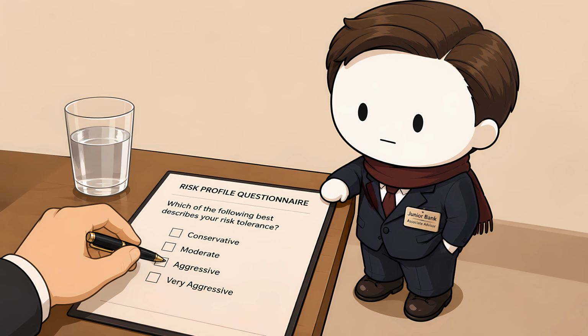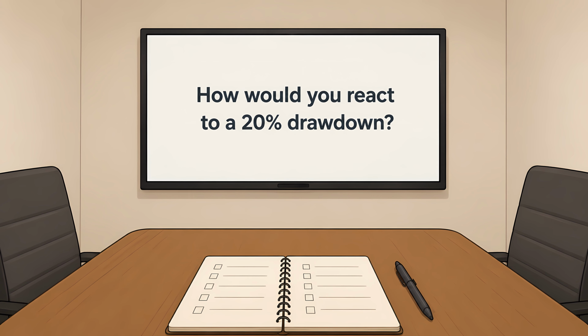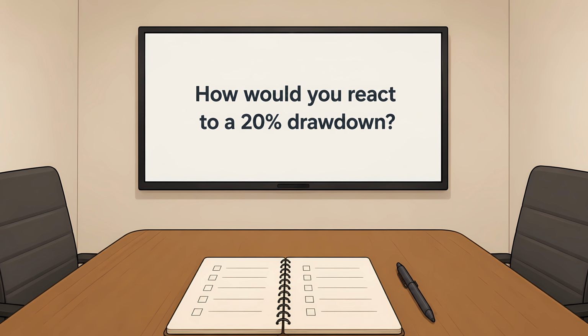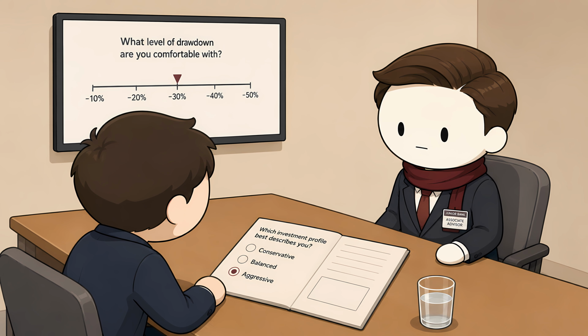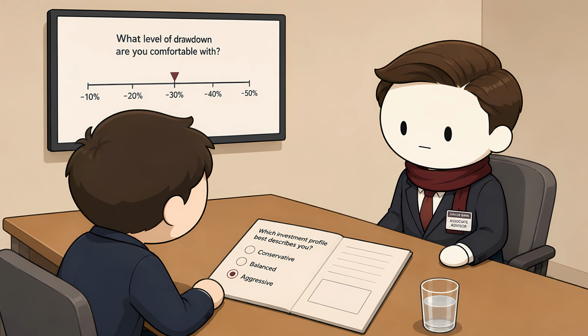You watch the client pen hover above the aggressive option. On the screen, you read, "How would you react to a 20% drawdown?" You keep the screen question visible while the client studies the aggressive option.